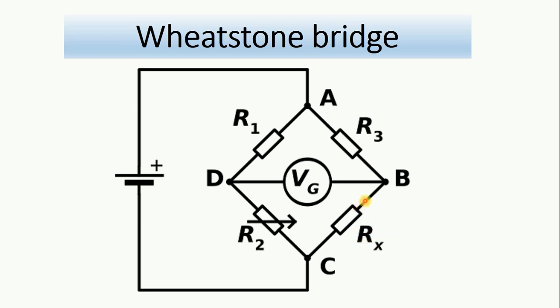And the principle or the concept here is that we can balance these two legs, the ABC and ADC. By balancing, we mean that the potential difference between the points D and B would be zero. So if we put here a voltmeter or a galvanometer, we will not see any voltage difference between these 2 points, or a current passing from the node D to the node B. So let's see this.